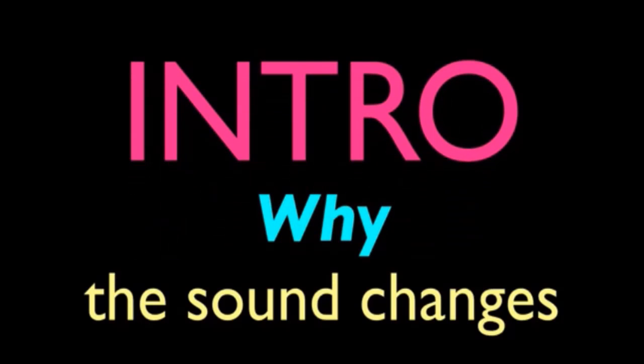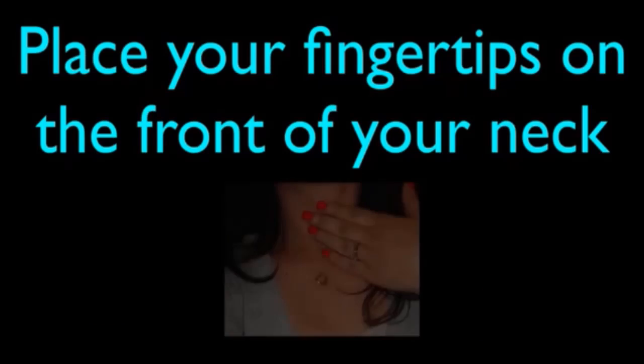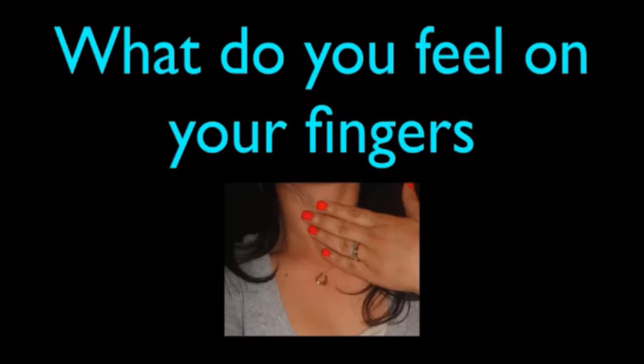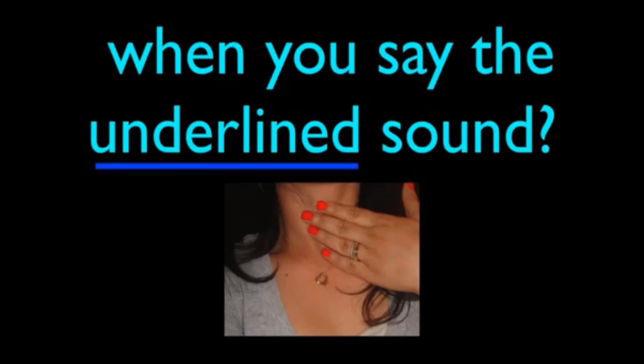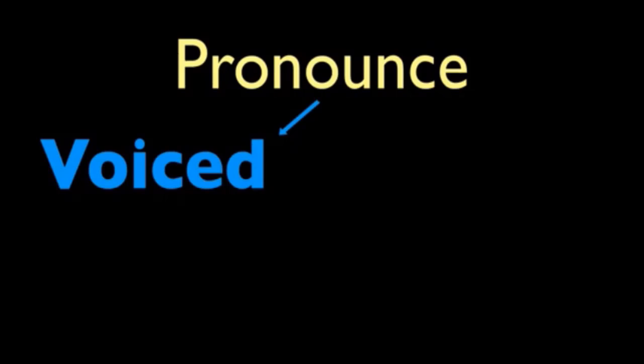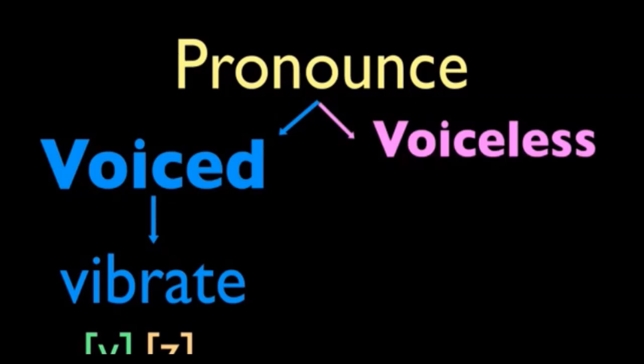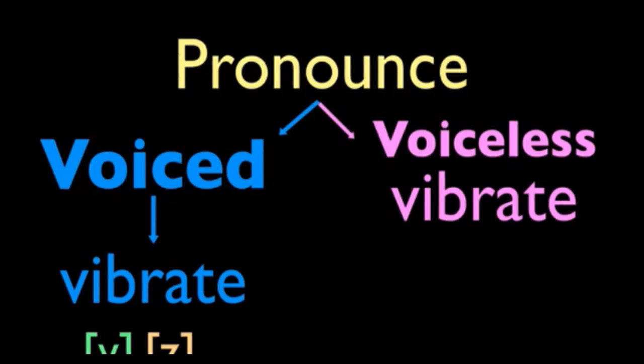Intro. Why the sound changes. Place your fingertips on the front of your neck and pronounce the following words. What do you feel on your fingers when you say the underlined sound? Vow, fake, zebra, snake. When we pronounce voiced sounds, our vocal cords vibrate when we say those sounds. Did you feel the vibration? When we pronounce voiceless sounds, our vocal cords do not vibrate.